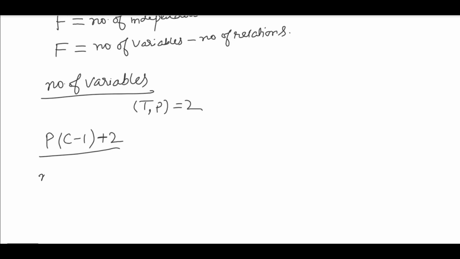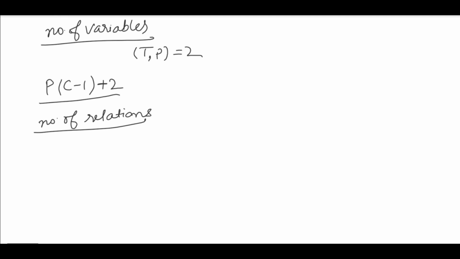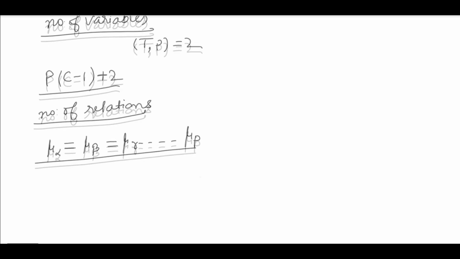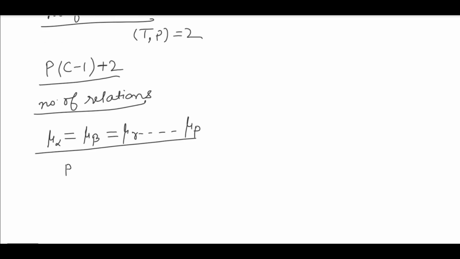For the number of relations, the condition for equilibrium is that mu of phase alpha is equal to mu of phase beta, is equal to mu of phase gamma, and so on up to the P phases, where mu is the chemical potential of a substance. So there are P minus 1 equations. For each component there are a total of C times (P minus 1) equations.